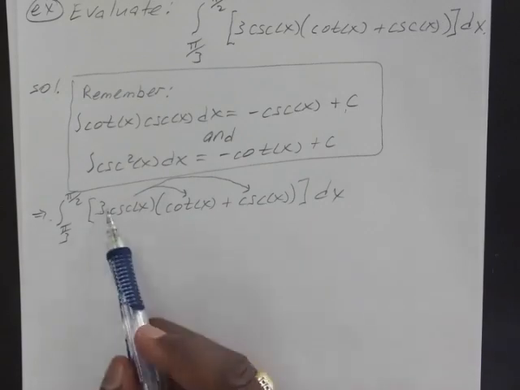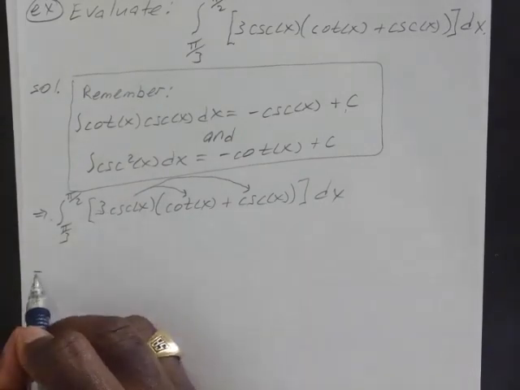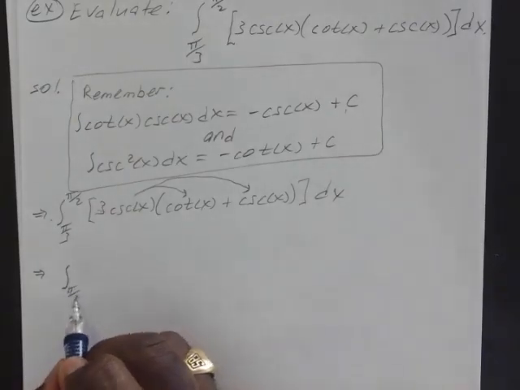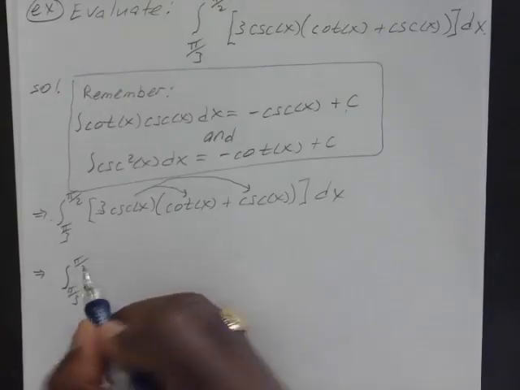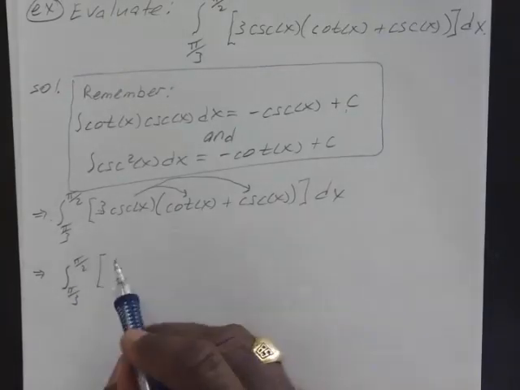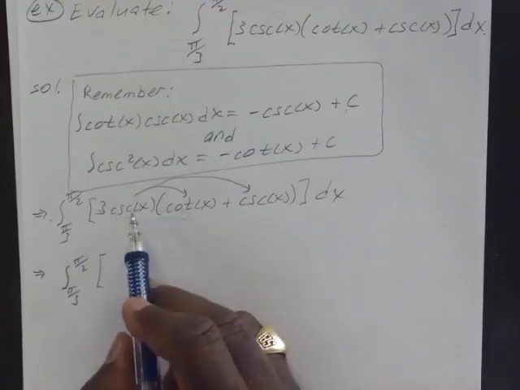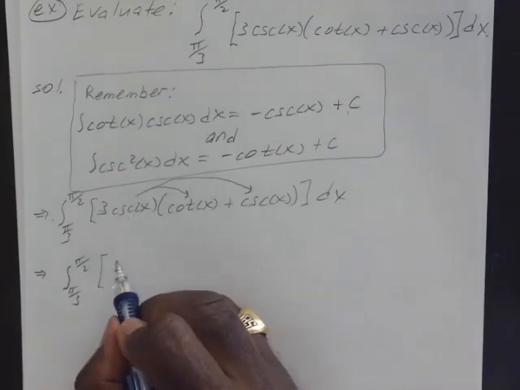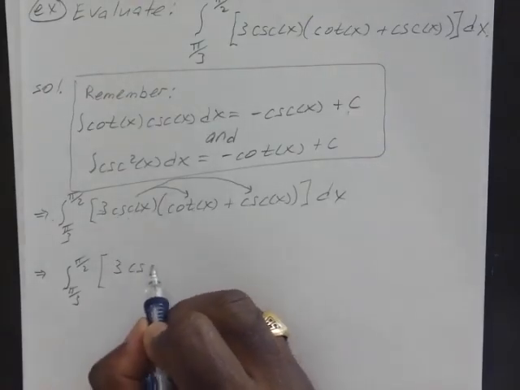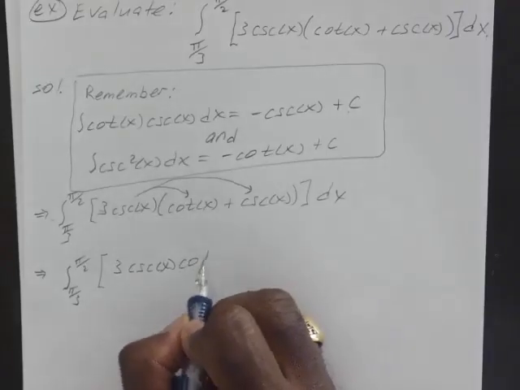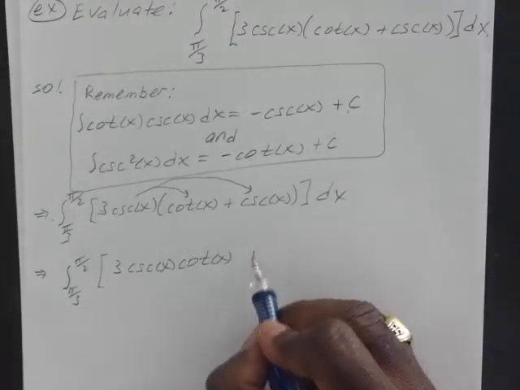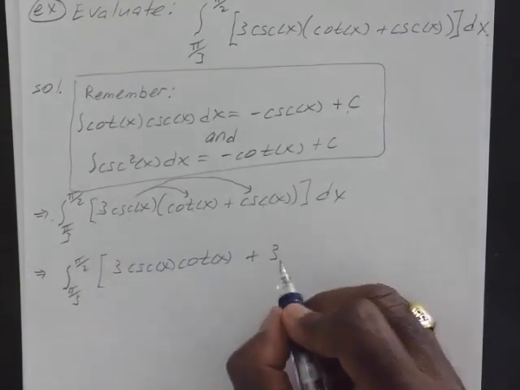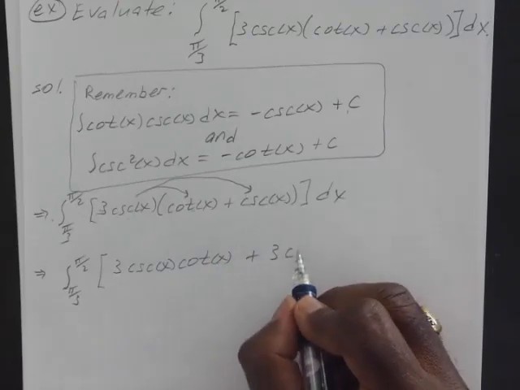Okay. So with this one, I'll go ahead and distribute the 3 with it, just to mix it up a little bit. So that gives us the integral from pi over 3 to pi over 2 of 3 times cosecant cotangent, or cotangent cosecant, plus 3 times cosecant cosecant. So cosecant times cosecant is cosecant squared.